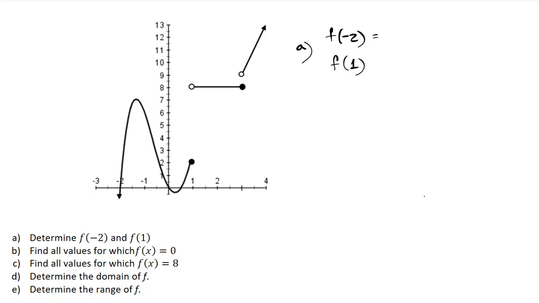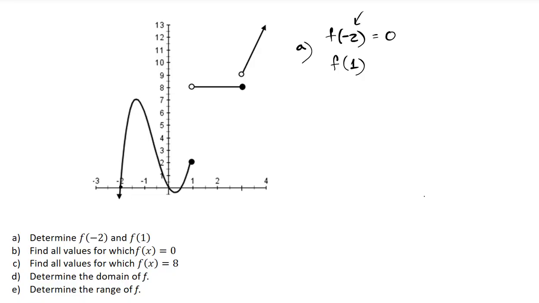For f of -2, the input value is defined as -2. We need to determine the output value using the graph of the function. So notice that at x equals -2, the y value there is 0.